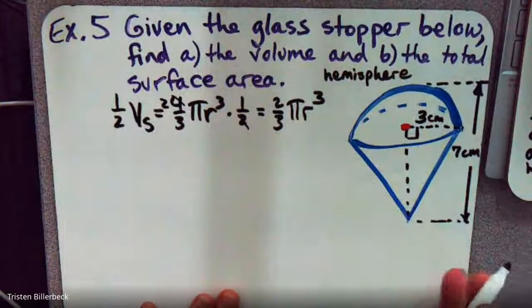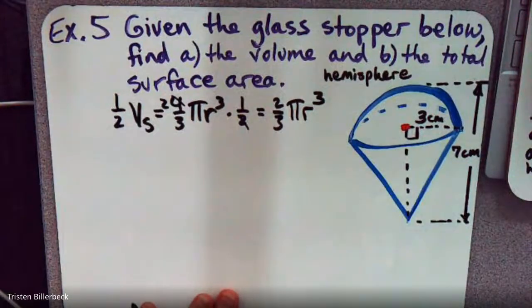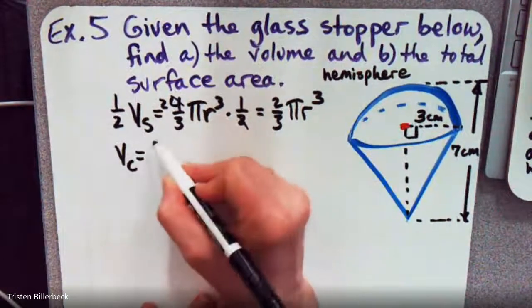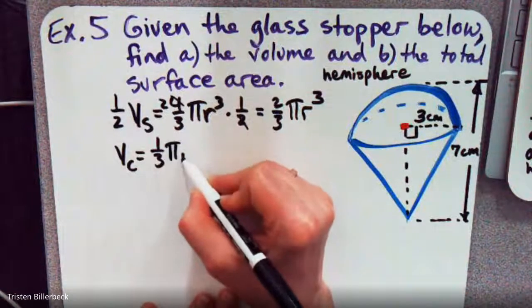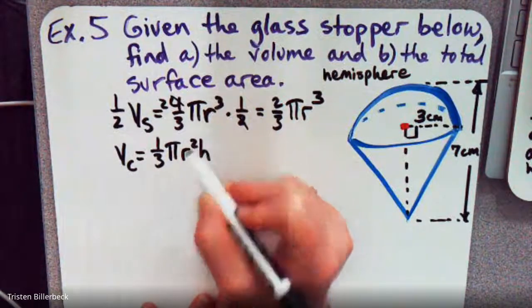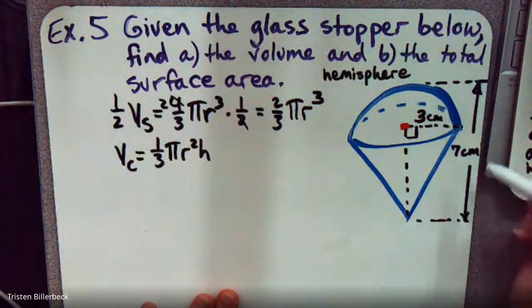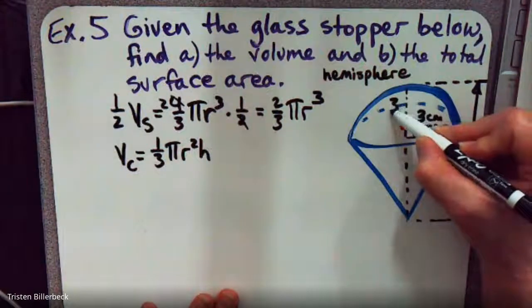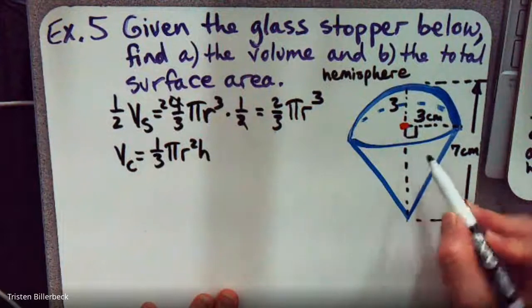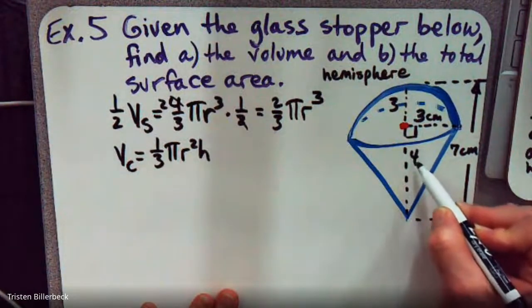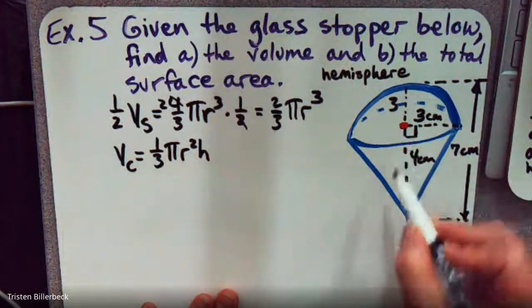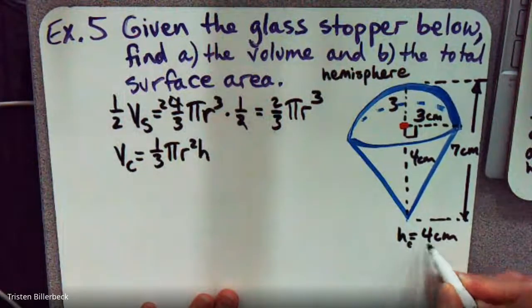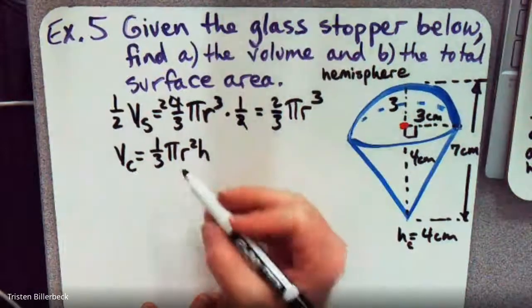Okay, so we have to get that, which will be simple because they gave us an r. So then the volume of the cone is 1/3 pi r squared h. They didn't give us an h, they gave us 7, which includes this 3 if you weren't being careful. So that means this part right here is 4 centimeters. So the height of the cone is 4 centimeters.